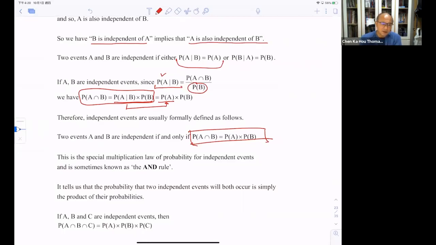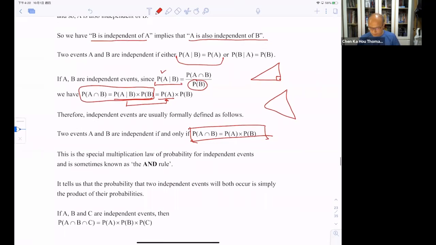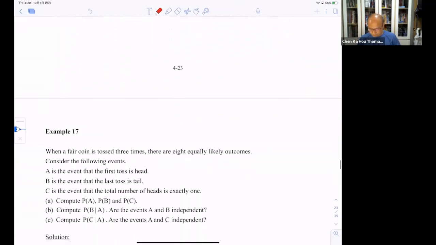Once again, independent event is only a special case in probability. It's something like, I think you all learned a triangle before, right? A right angle triangle is only a special case in triangle. Not all triangles are right angle. The triangle definition is only three sides connected. So be careful with independent events. Otherwise, you will make mistakes in solving the problem.